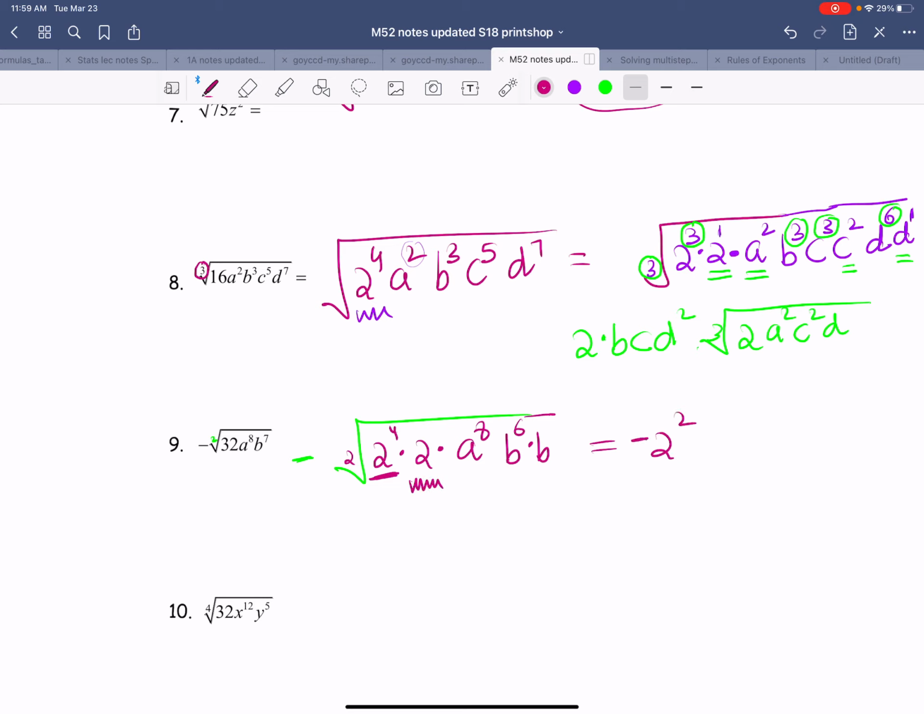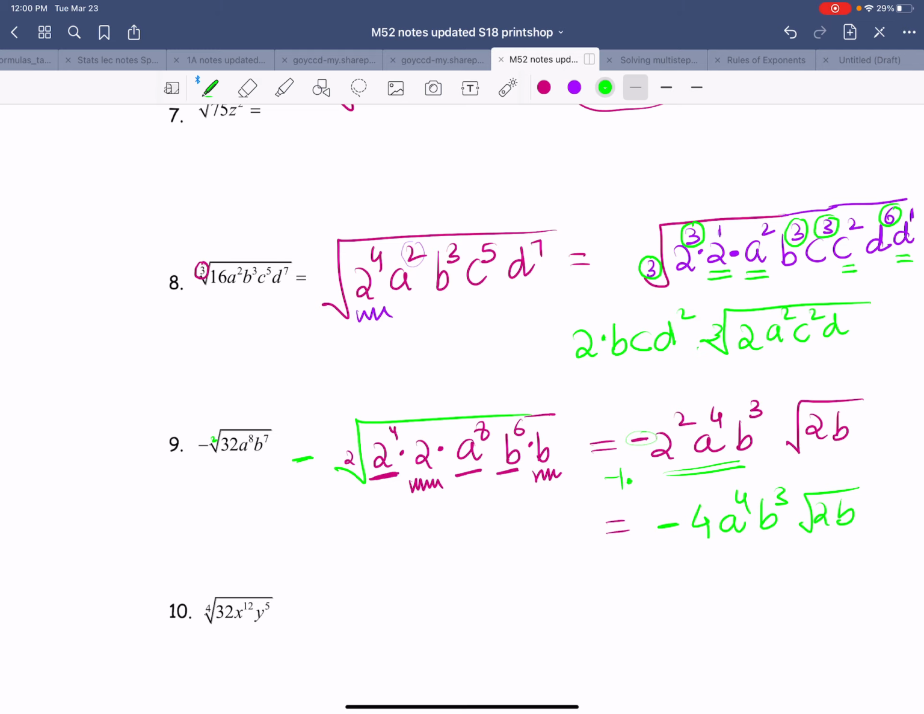This poor 2 will be stuck inside. 8 divided by 2 is 4, a to the 4th power comes out. 6 divided by 2 is 3, b to the 3rd power comes out, and this poor b is stuck inside. So all I'm left with inside is 2b, and outside the coefficient I can simplify a little. That's negative 4, a to the 4, b to the 3rd, square root of 2b. This negative is not getting squared, so don't make it positive, okay? It's just like negative 1 times this entire expression.